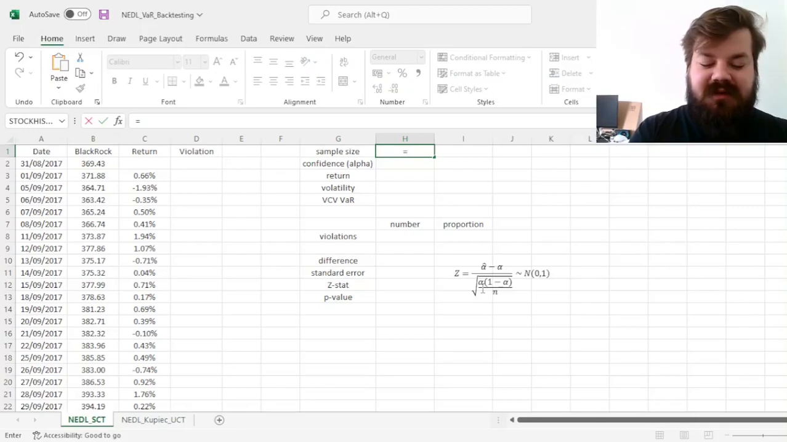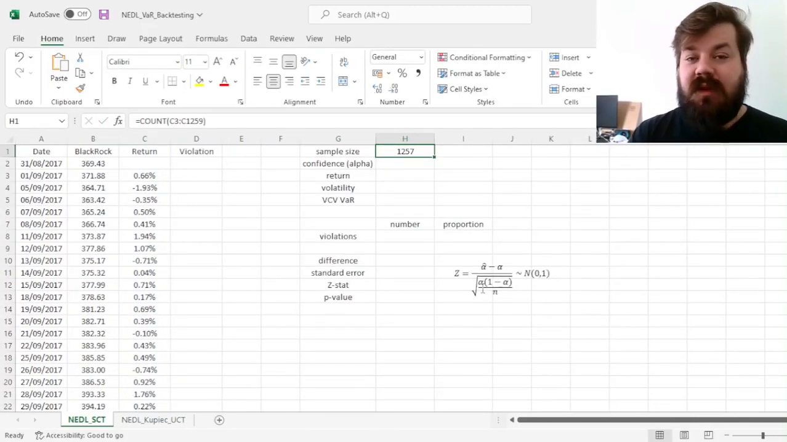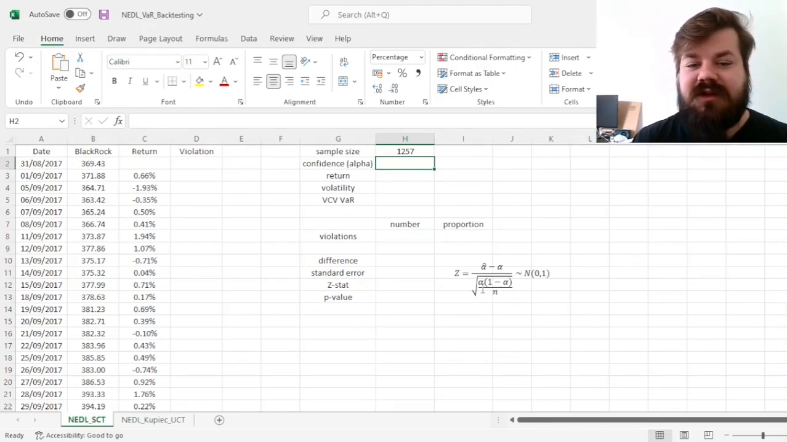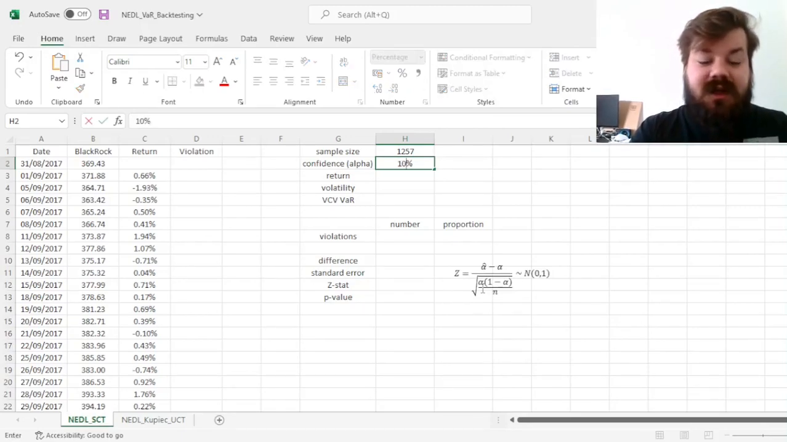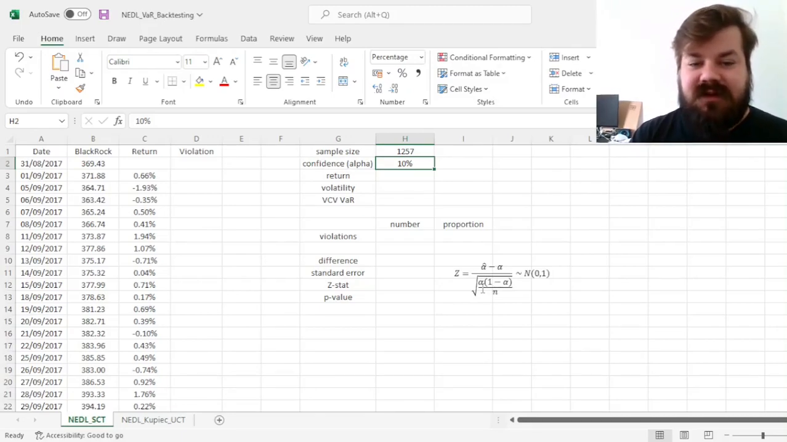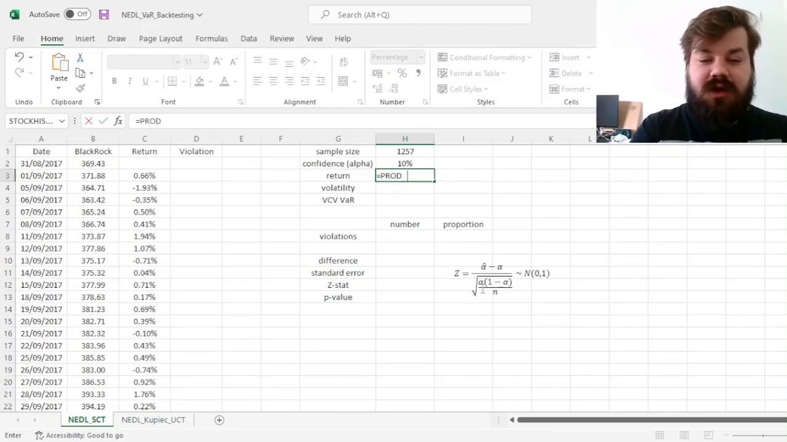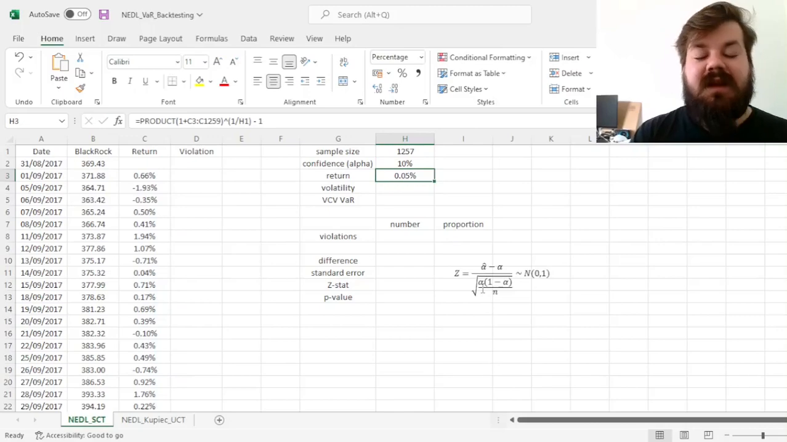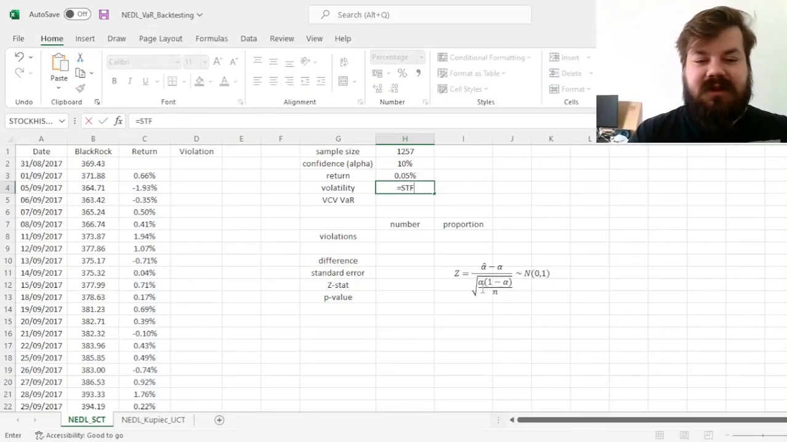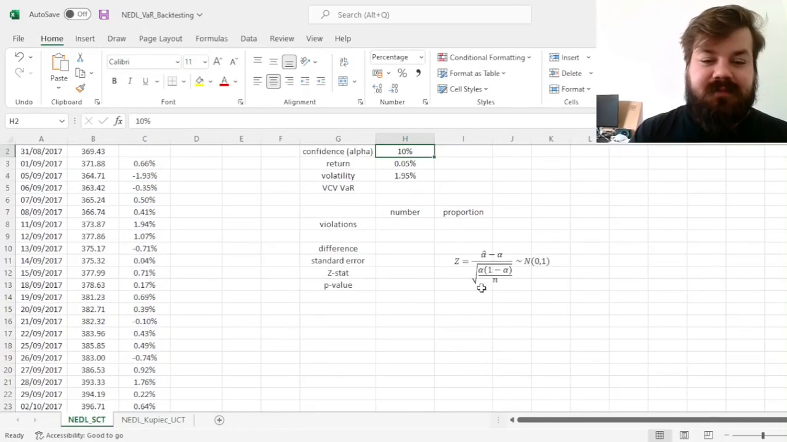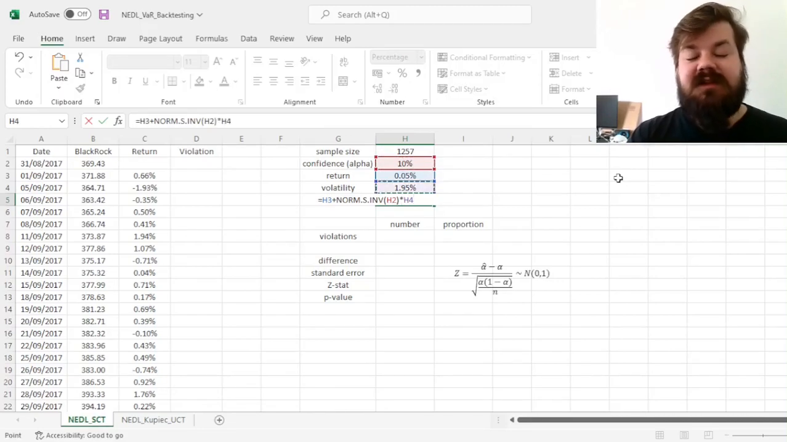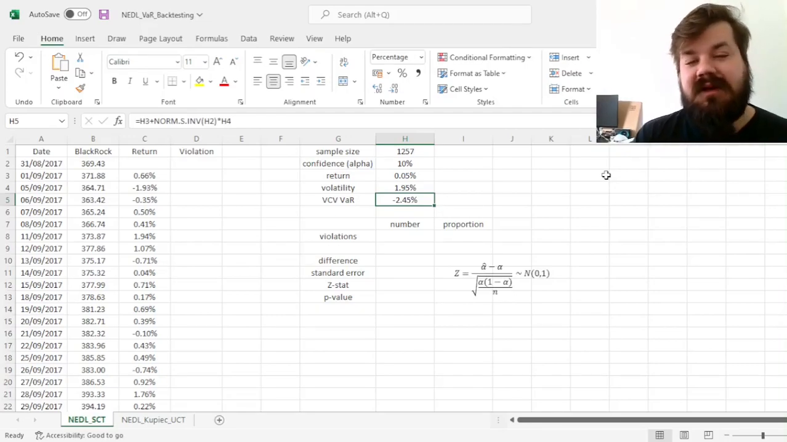So here we can first input our sample size, which is just count returns. We have got 1257, again, very typical of 5 years worth of data. Then we need to choose which confidence level to estimate value-at-risk for. Let's start at something quite large, like 10%, and then we can automatically change it and see how it affects the results. Then we need to calculate average daily return, which is easiest to do using product 1 plus returns to the power of 1 over the count, the sample size, minus 1. That gives us a daily return of on average 5 basis points. And the volatility is just the sample standard deviation of our daily returns. And now our variance covariance VAR can be calculated as usual. Return plus the normal standard inverse distribution of our confidence level 10% times the volatility we've just estimated, resulting in a variance covariance VAR of minus 2.45%.